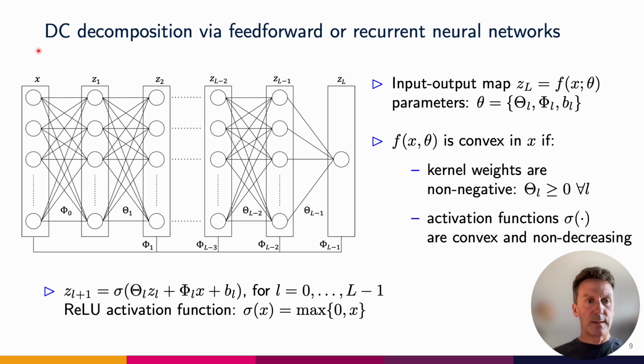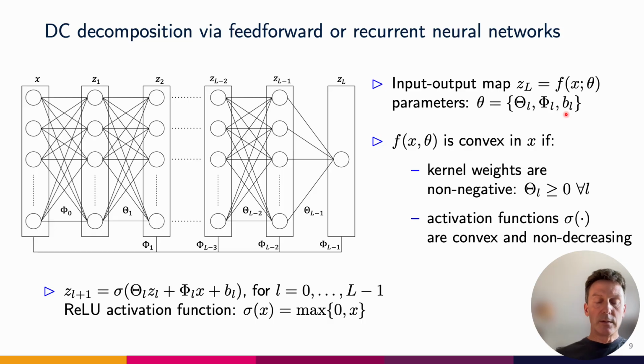The second approach I want to discuss performs the DC decomposition using feed-forward or recurrent neural networks. So I'm going to focus on feed-forward neural networks, which consist of a sequence of layers of activation functions between which we have linear mappings. And we also have some feed-forward terms which again pass through linear mappings defined by these matrices phi. So the input-output map defined by this network is specified by the network parameters, the matrices theta, phi, and the bias terms b.